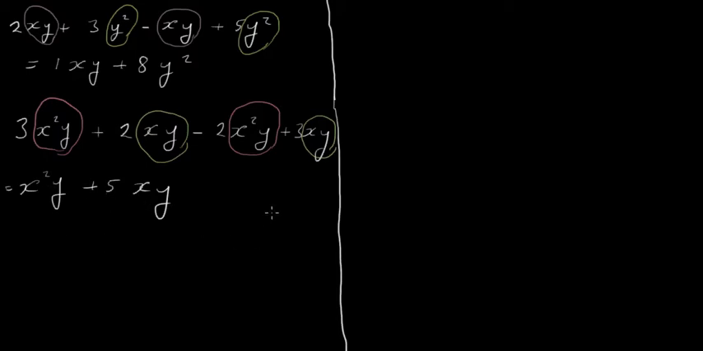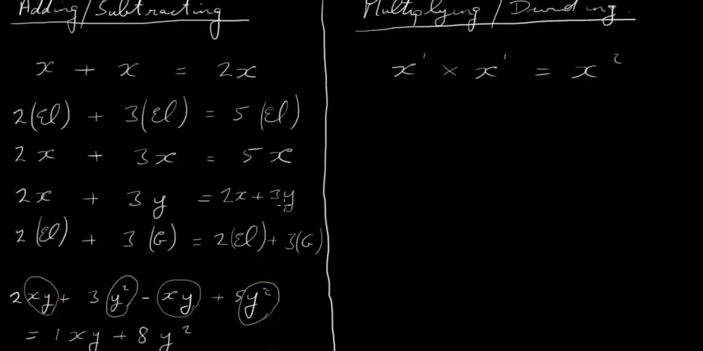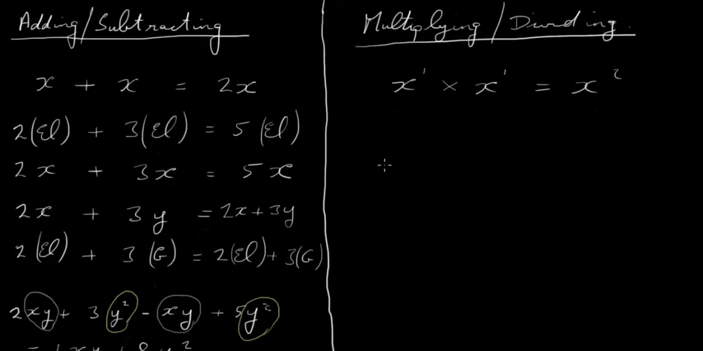So that's it for adding and subtracting. Let's have a look at multiplying and dividing, and see how we go with this. So let's take some simple examples. First of all, let's just take, say, a 2x, and we're going to multiply it by a 3x.